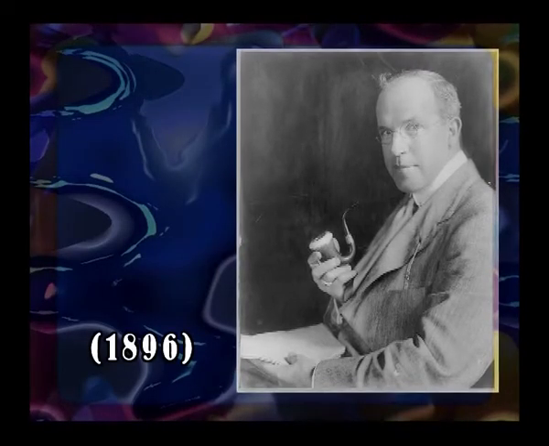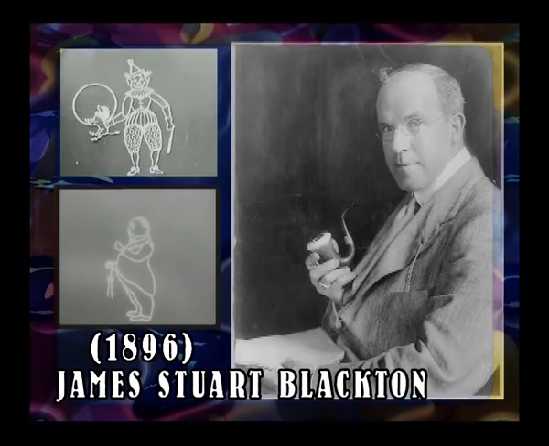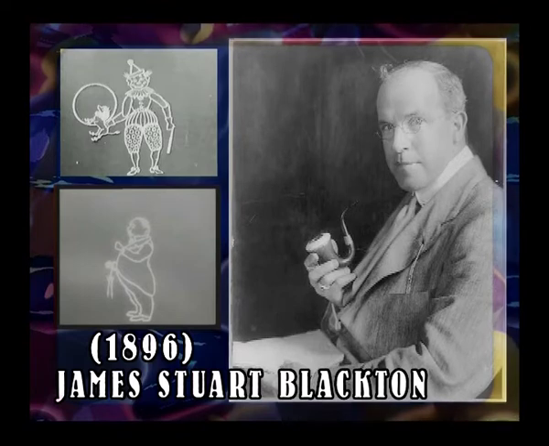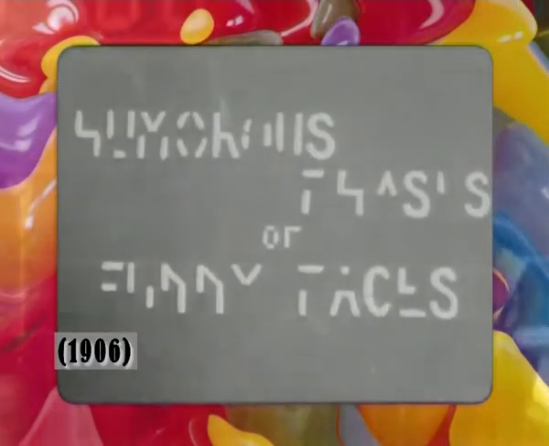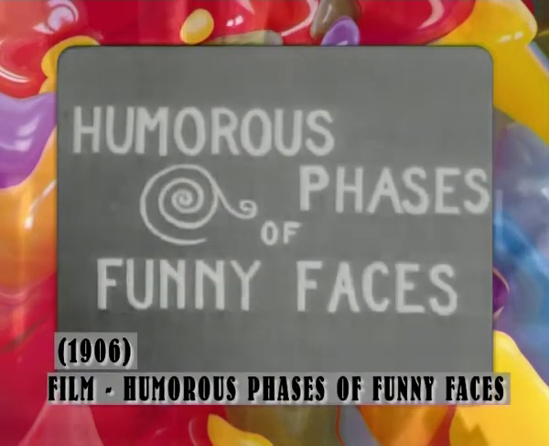In 1896, James Stuart Blackton, a New York newspaper cartoonist, interviewed Edison about his experiments with motion pictures. Blackton drew some quick sketches of Edison. Edison, impressed with the speed with which Blackton completed his drawings, later photographed them. This was the first combination of photography, drawings and motion. It was released publicly in 1906 as Humorous Phases of Funny Faces and became one of Blackton's most famous productions.